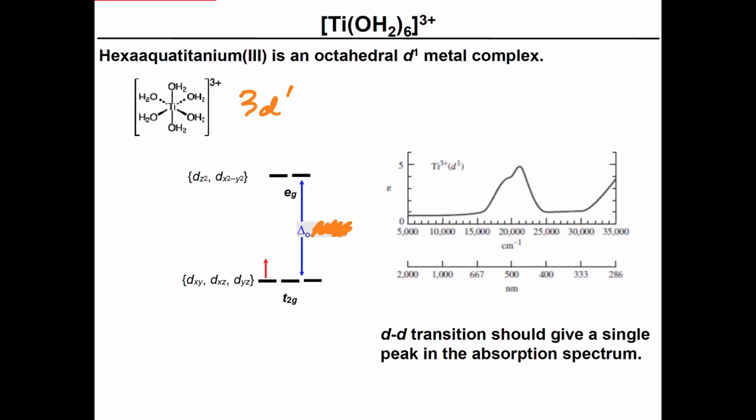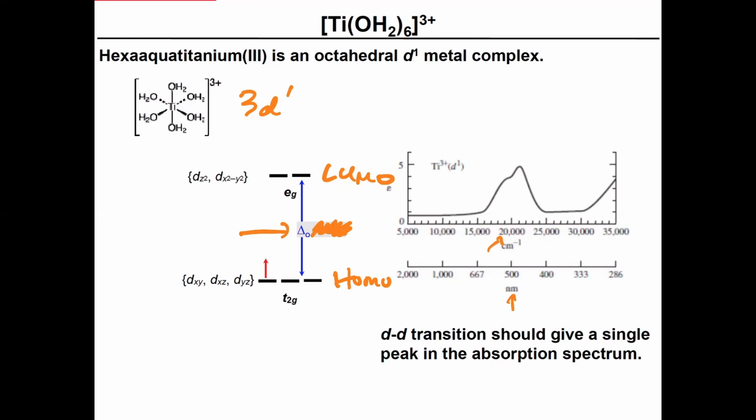octahedral, with 6 water ligands around it. So you can remember that you're going to have this sort of electronic structure in the d orbitals, where that's the HOMO, that's the LUMO, and it's all centered on the d orbitals. And you can imagine that would have an optical transition that would be directly proportional to delta O. If you actually looked at this, it's approximately at 500 nanometers. You can convert nanometers into wave numbers, so 500 nanometers is 20,000 wave numbers.